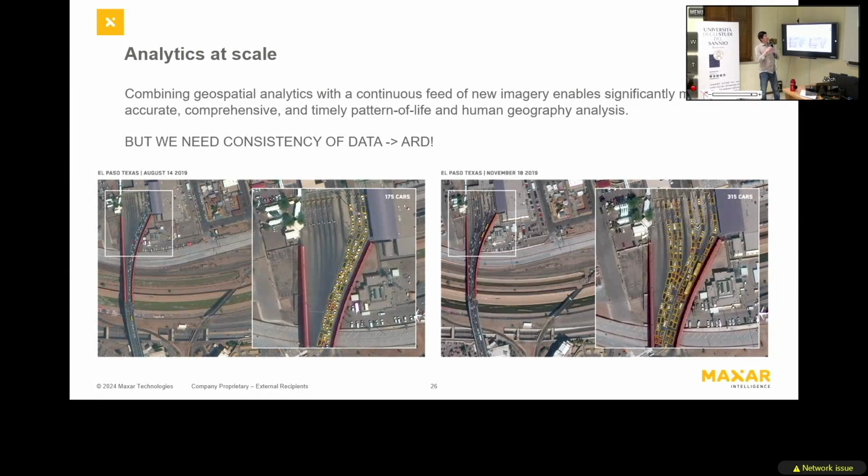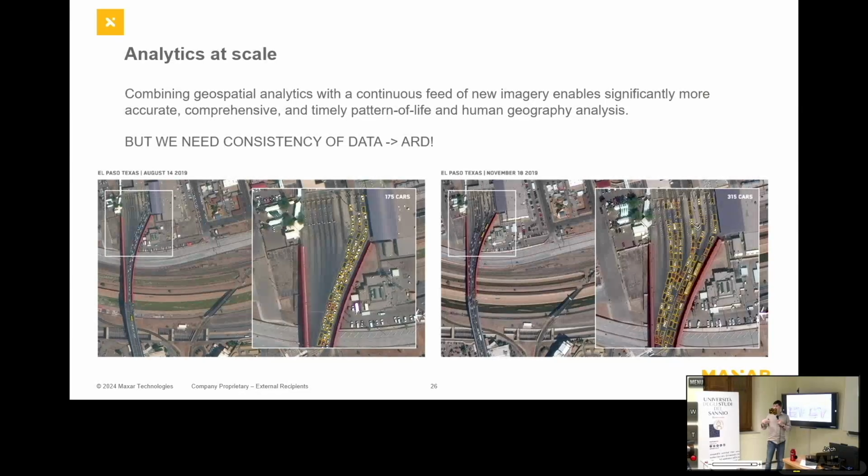As I said earlier, there are collections that you can do continuously through the day. So you really need to think about how you can maintain a fixed tiling through collections. When you combine geospatial analytics with all these images and machine learning, you can get what is called timely pattern of life and human geography analysis. You really want to understand, for example, if this is a border, how many cars are crossing the border, or what is happening in this specific location at this time, and how you can do this through the day.